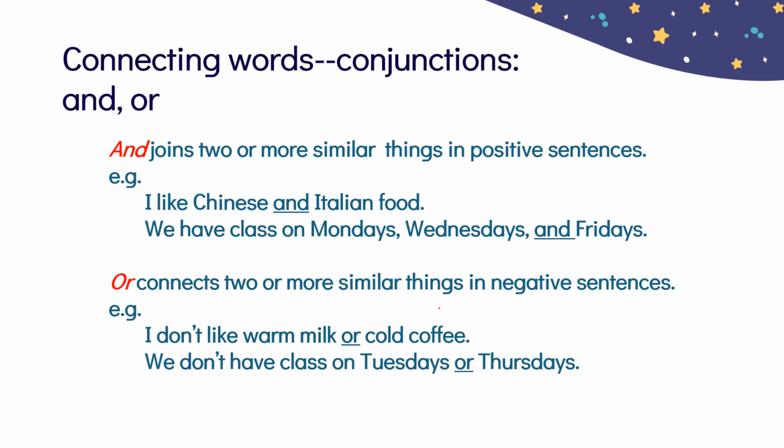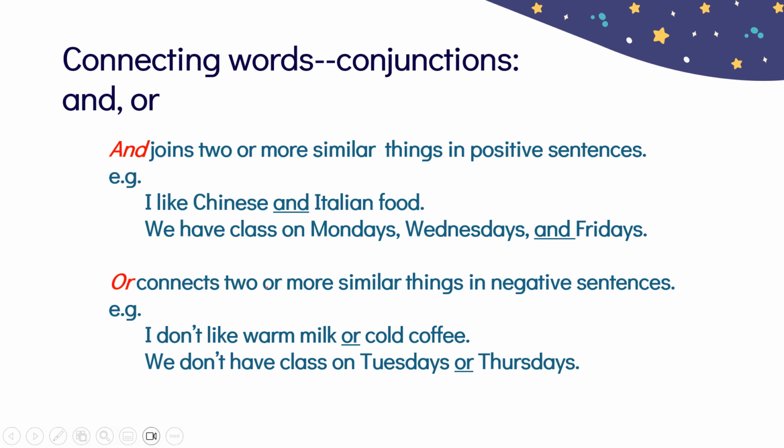In this video, we're going to only learn about and, or, for conjunctions. And joins two or more similar things in positive sentences. Example, I like Chinese and Italian food. We have class on Mondays, Wednesdays, and Fridays. And is used to combine these positive sentences.